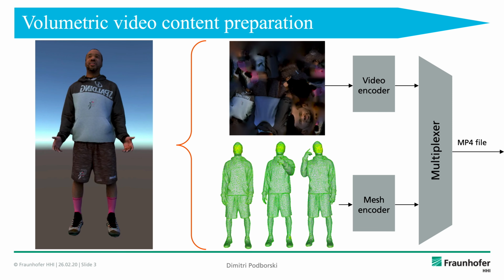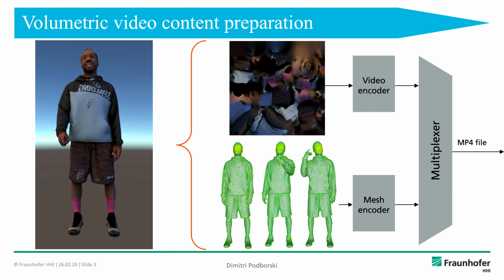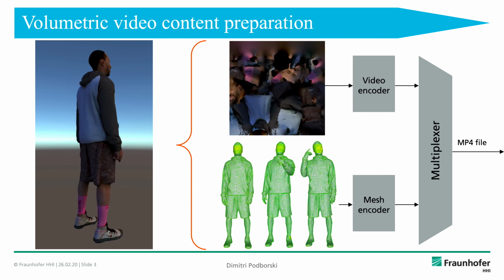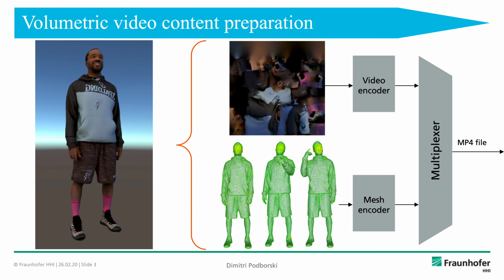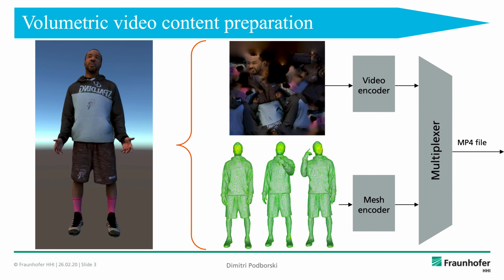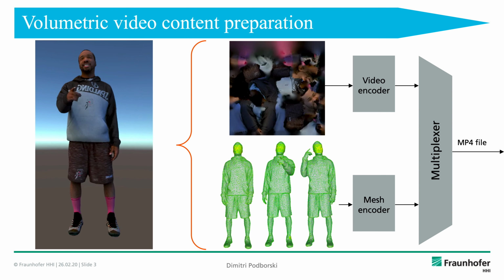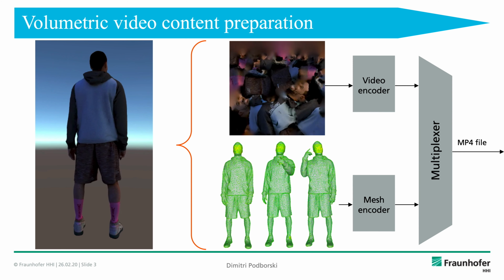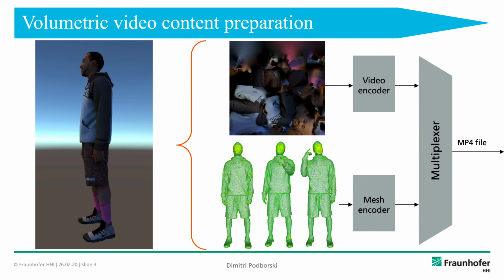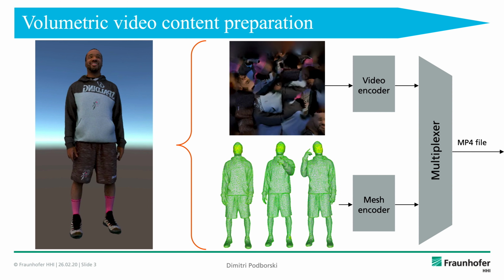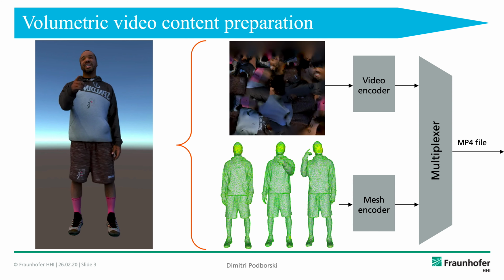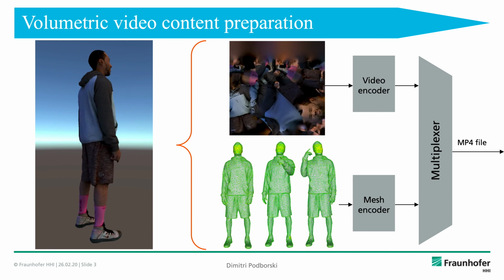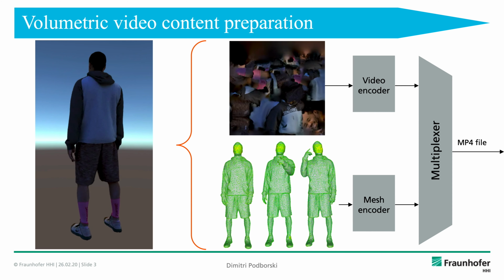In order to prepare the content, we take those textures and encode them as a video using, for example, an H.264 video encoder. And we do the same for the sequence of meshes, where we use a mesh encoder to compress the data. So we have two elementary streams, which we then multiplex together into a single MP4 file, which has two tracks, for example, one for video textures and one for meshes. Of course, there might be a third track representing the audio of that sequence as well.